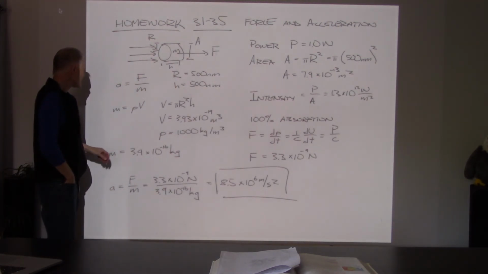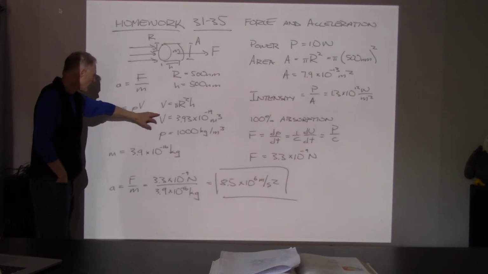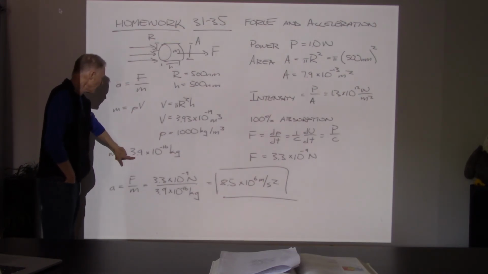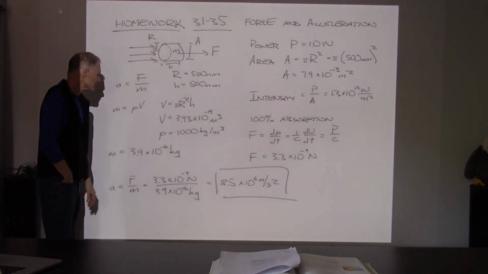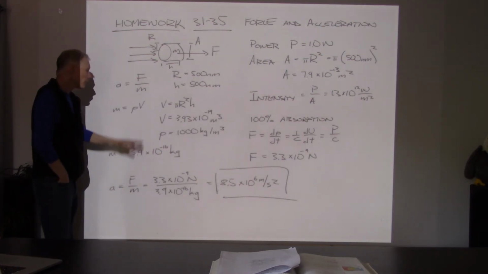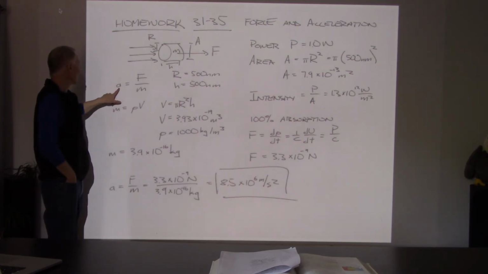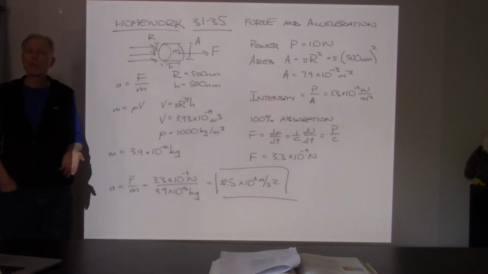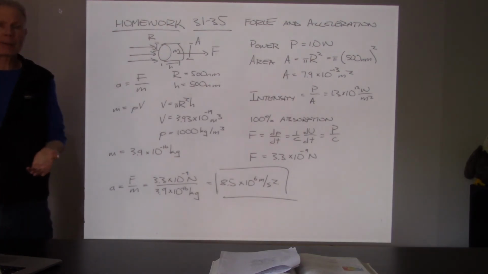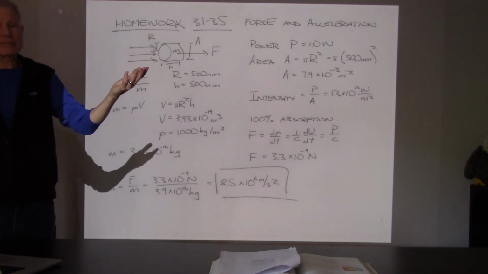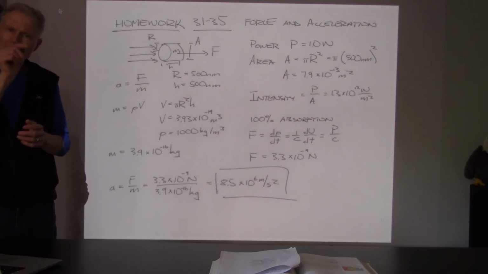In any case, with that density and this volume, it turns out this object has a mass of about 4 times 10 to the minus 16 kilograms. Now the reason we want mass is that they want us to find out how much acceleration we can get if we shine some light on this object. This object's just sitting there, and we're going to hit it with some light.